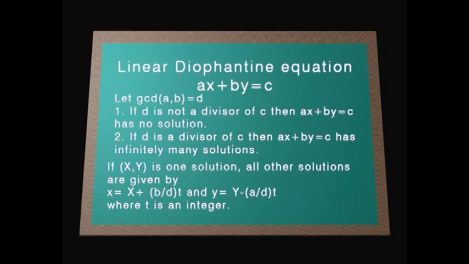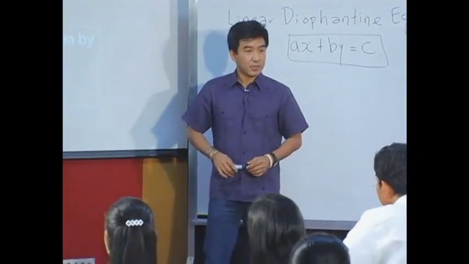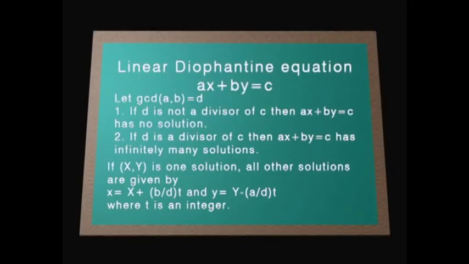If we call the GCD d, next we check whether d is a factor of the constant term c. If d is not a divisor of c, then the equation has no solution. However, if it is a divisor of c, then there are infinitely many solutions. In fact, we have a statement that says that every time we have one solution, if (x, y) is one solution, then all other solutions are given by this formula. We can just replace t by any integer and we get infinitely many solutions.